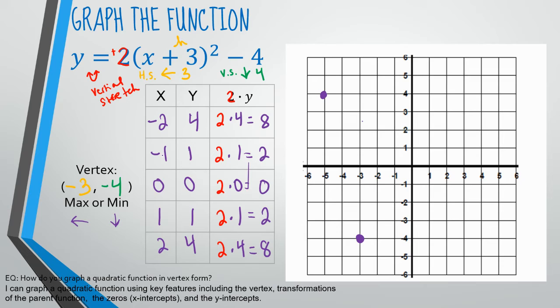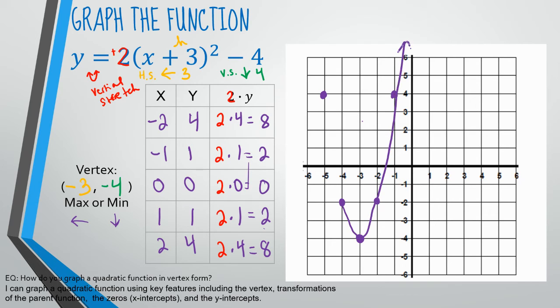Going to go left 1 from your vertex to 2. Left 1 up 2. Right 1 up 2. Right 2 up 8. 1, 2, 3, 4, 5, 6, 7, 8. Did I count wrong? Let's try that again. Right 2 up 8. 1, 2, 3, 4, 5, 6, 7, 8. Yes, I did. Okay. So that is going to be our graph.